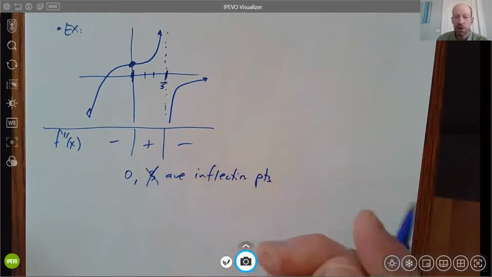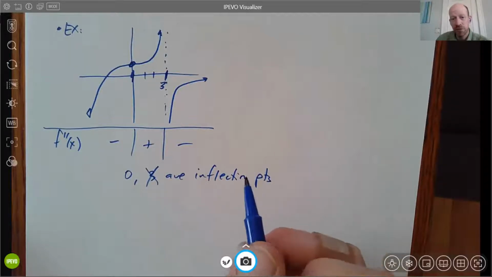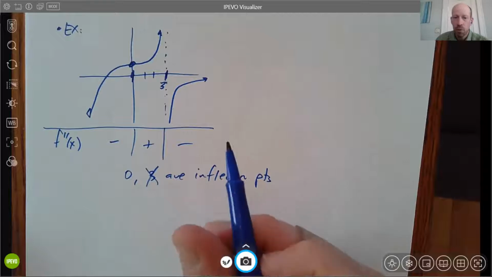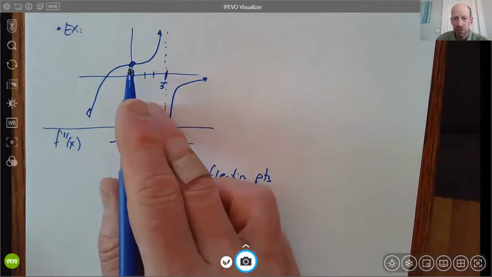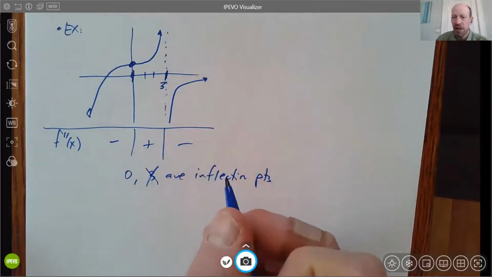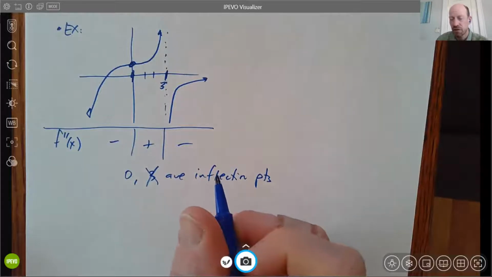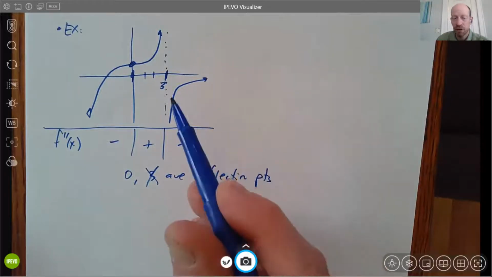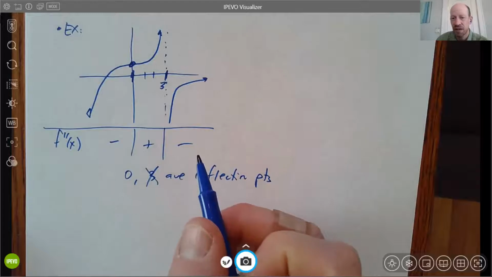But 3 is not an inflection point because it's not even a point on the graph. Now, if I asked you where the function is concave up, then certainly 3 plays a role in that, because 3 is a spot where the function changes from concave up to concave down. So we have to pay attention to that value, even if it doesn't count as an inflection point. And the same thing holds true with increasing and decreasing. The function could change from increasing to decreasing here, but it can't have a relative min or max because the function doesn't exist at 3.